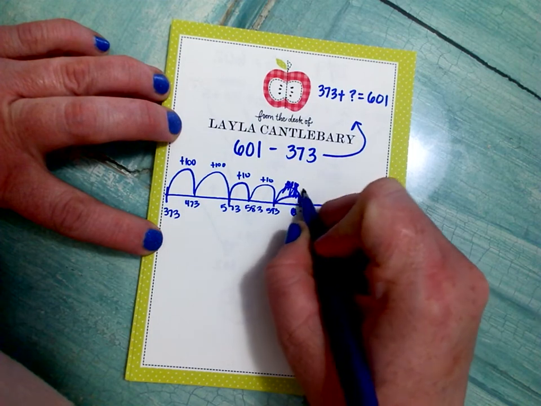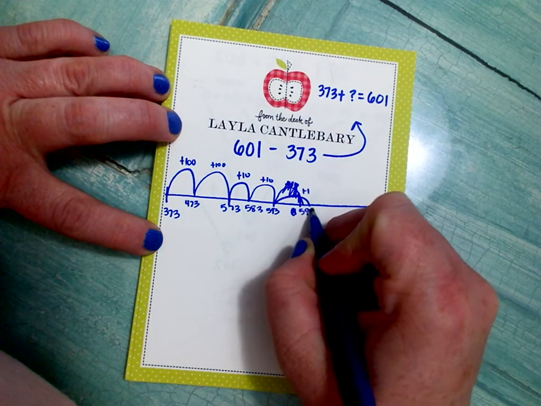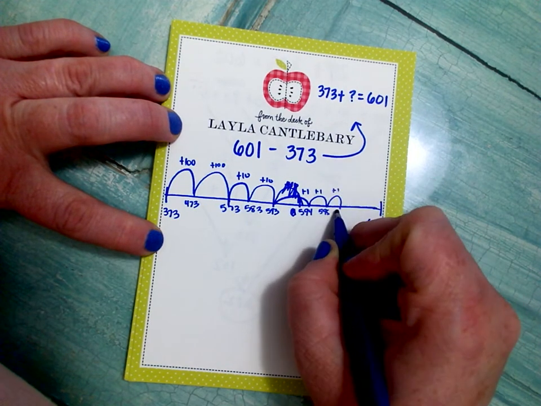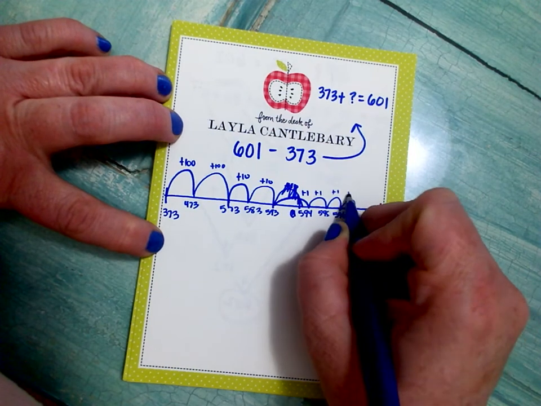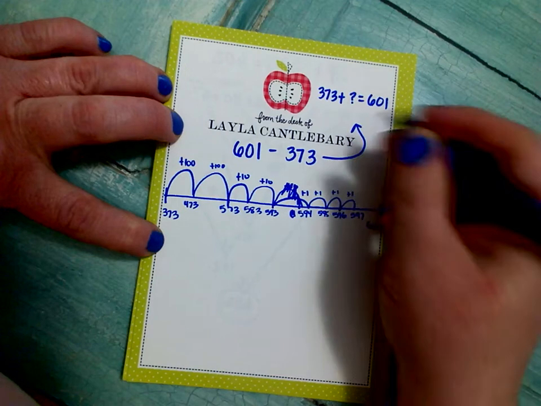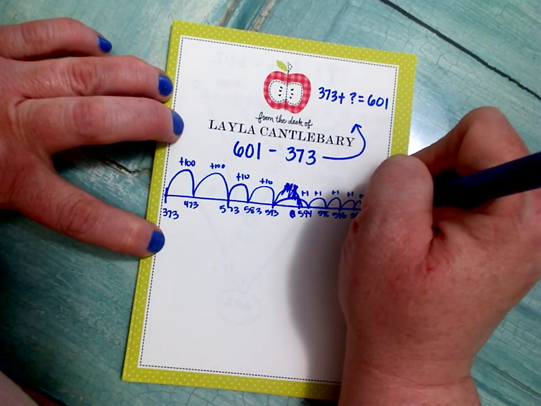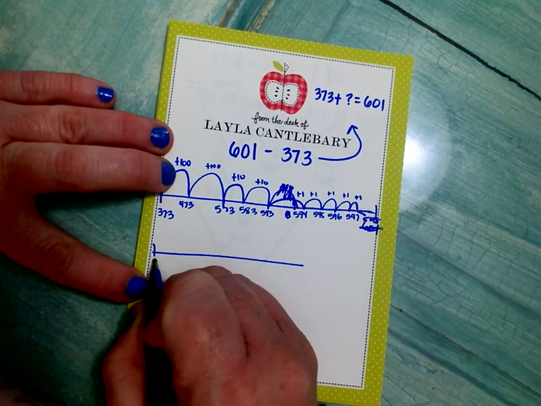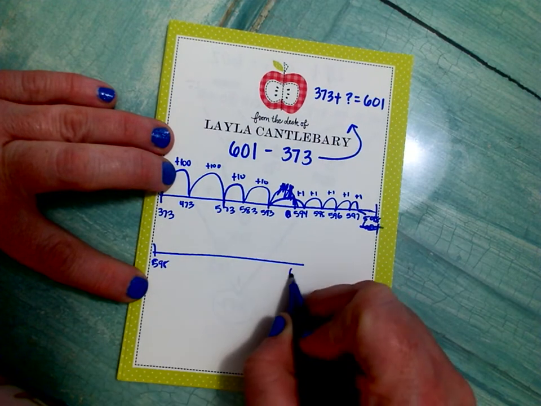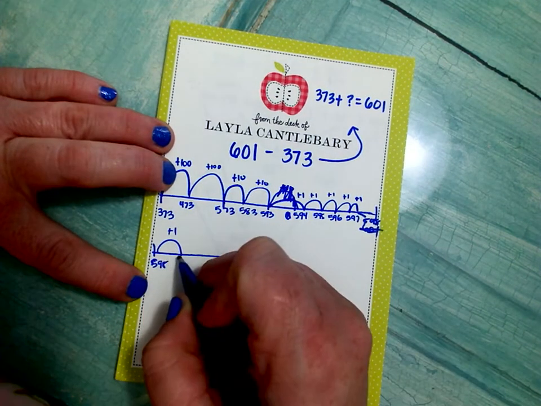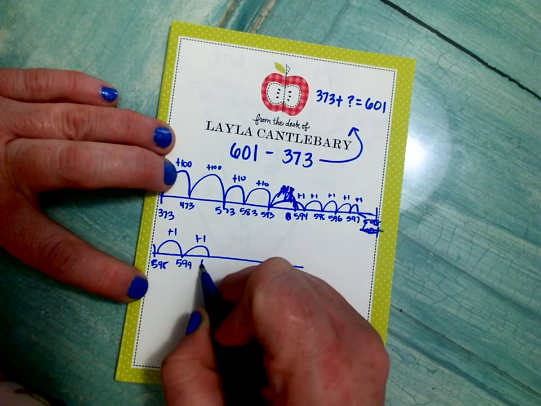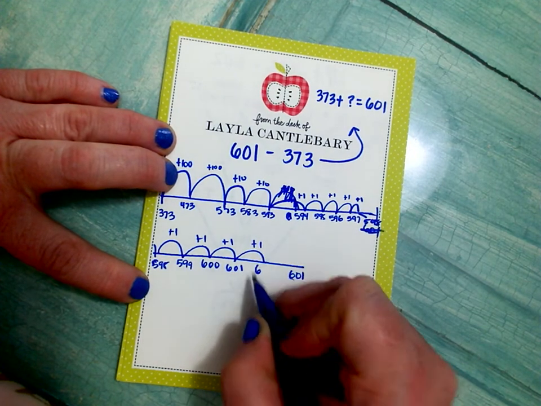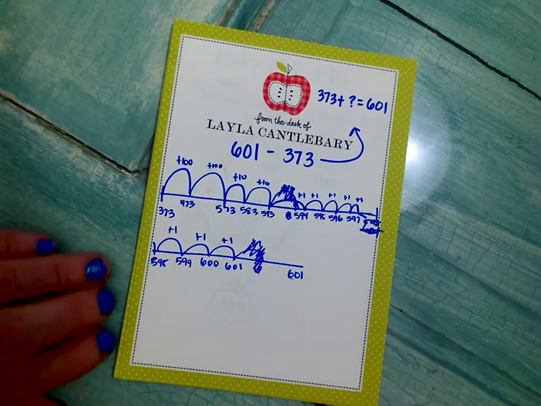So now I'm going to add plus 1 to get to 594, plus another 1 to get to 595, plus another 1 to get to 596, plus another 1 to get to 597, and I'm probably going to run out of room, plus another 1, and that would be 598. And I'm just going to come down here with my number line. I'm going to start at 598, and I want to go to 601. So plus another 1, 599, plus another 1, 600, plus another 1, 601. Oh, no, 601 is as far as I need to go. Whoops. So I'm glad I caught that.